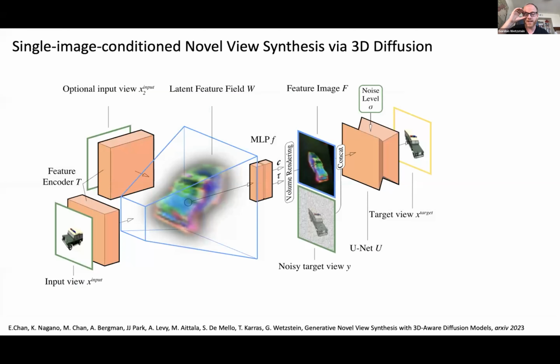Finally, we've been also looking at these single view condition problems where you have a single image and you want to do view extrapolation from a single image using 3D diffusion models. So we approach this by taking the image, extracting features, lifting them in 3D, projecting those features into different views, and then applying a 2D diffusion model onto those projected features. Works really well too.